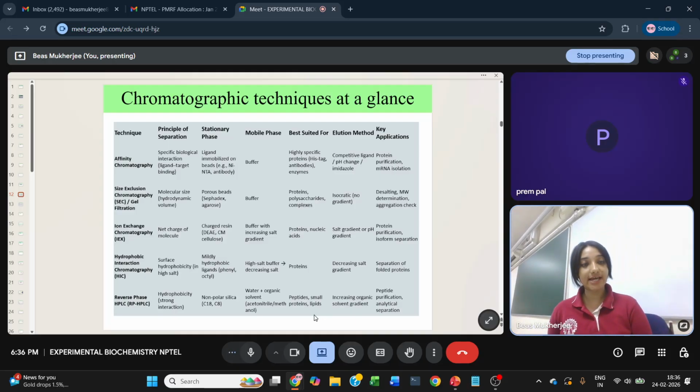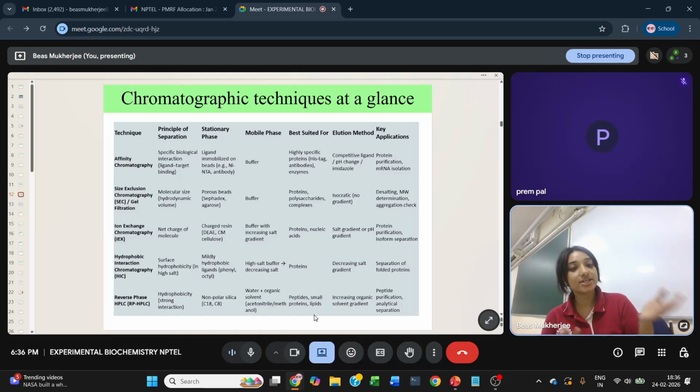Gradient means that there is a mixing of two buffers, in which one buffer is initially 0% and the other buffer is 100%, and then this gradually increases and this gradually decreases. But that is not happening here. It is just a single buffer. Okay, there is no gradient elution required.